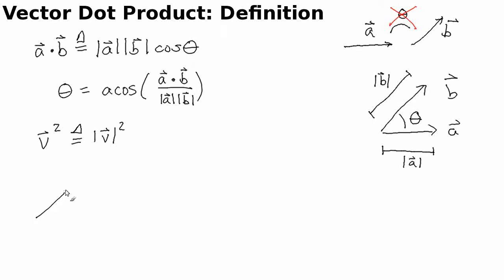If we look at a vector V and the angle that it makes with itself, we can see that the angle is 0, and so cosine of 0 becomes 1. So then we see that V squared, by definition, is the magnitude of V squared, which matches the definition for the dot product. So we can compute V squared as V dot V.